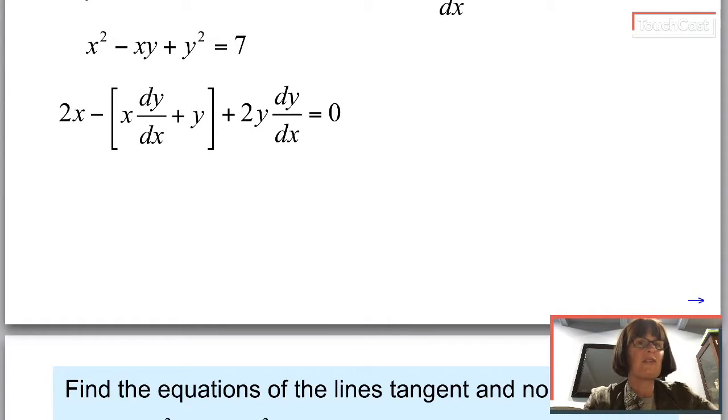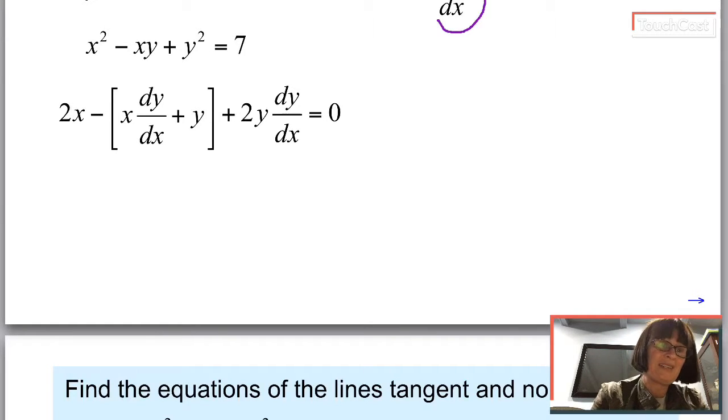How do I take the derivative with respect to x of negative xy? I'm going to have to use the product rule. That's first times the derivative of the second plus second times the derivative of the first. Notice I've been asked to find dy/dx, so I'm taking the derivative of both sides with respect to x. So when I use the product rule, it's going to be first times the derivative with respect to x of the second plus the second times the derivative with respect to x of the first. So that's what's happening here.